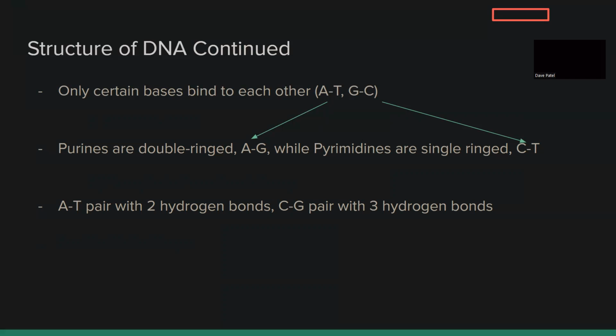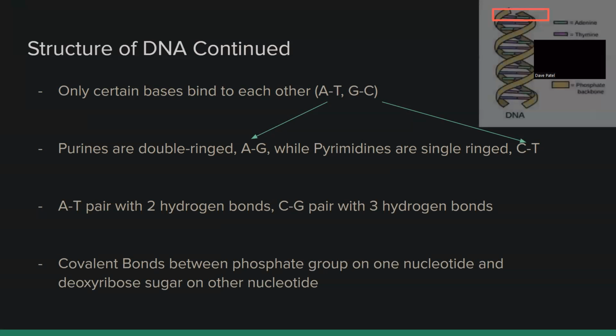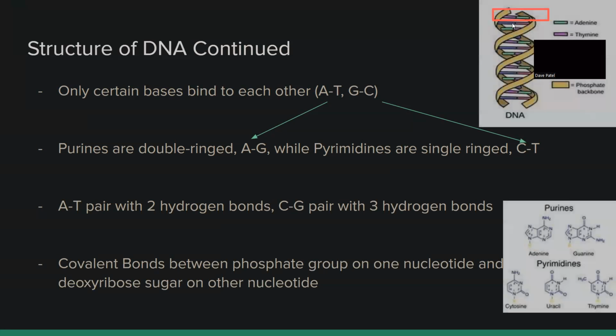I think the conceptual reason as to why it's 2 versus 3 is just outside the scope of this class. And then in the actual backbone of the DNA, where the phosphate binds to deoxyribose sugar, there's going to be covalent bonds between that phosphate group on one nucleotide and that deoxyribose sugar on the other nucleotide. So as you can see up here, you have this red rectangle, which just indicates one nucleotide, roughly. The yellow backbone is just going to be approximately where the phosphate group and deoxyribose sugar are.